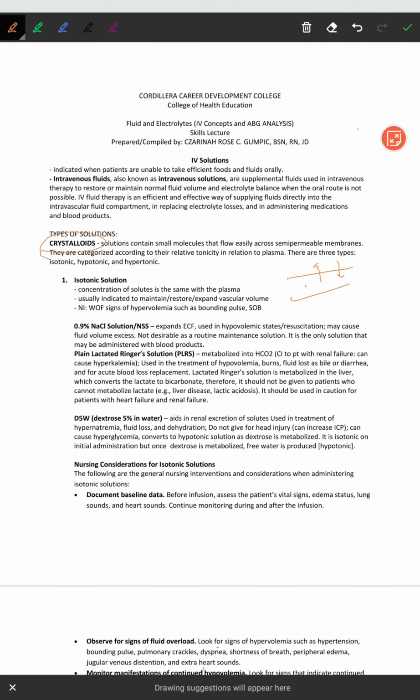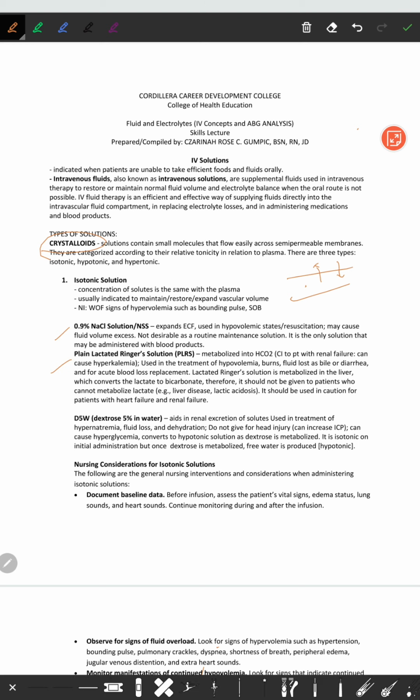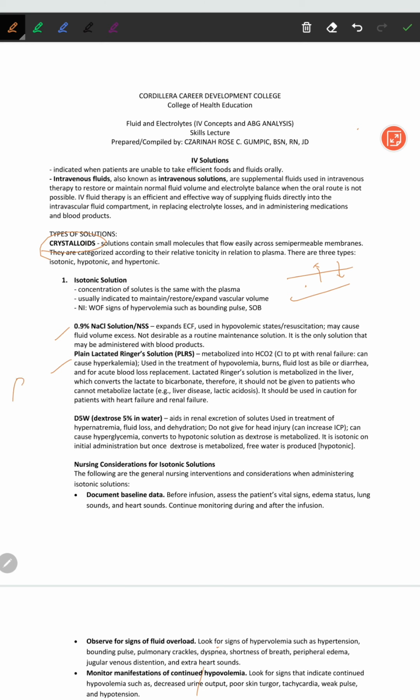Okay. So in the case of your isotonic solutions, examples we have your plain NSS, your plain LRS or plain lactated Ringer's solution. This is usually used in the case of burns. Very important because we'll be discussing this in the computation of your Parkland formula.